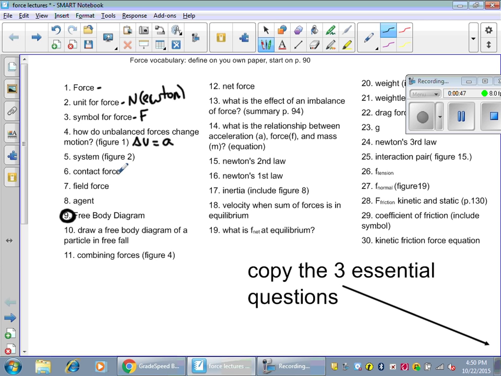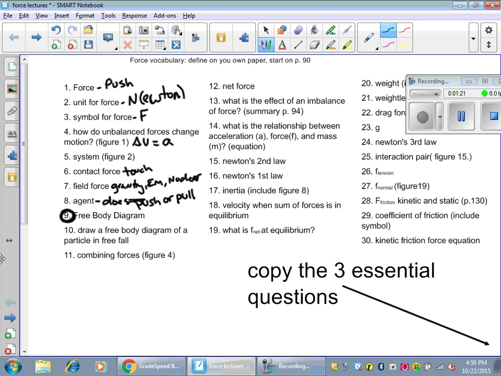Contact force is touching to push something, right? So a force is a push, a pull. Okay, so a contact force is an actual touch, right? You have to physically touch. Field forces, they do not physically touch. This is going to be gravity. It's like gravity, electromagnetic force, and the strong and weak nuclear forces. Okay, we don't need to worry about those too much right now, but these are all field forces. An agent, this is who does or what does the pushing or pulling. Okay, what does the push or pull?